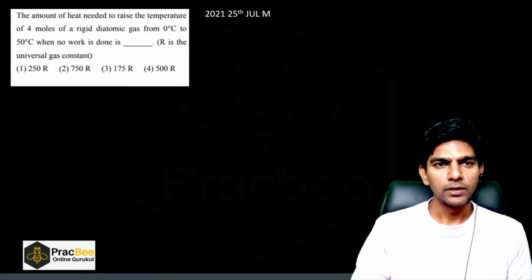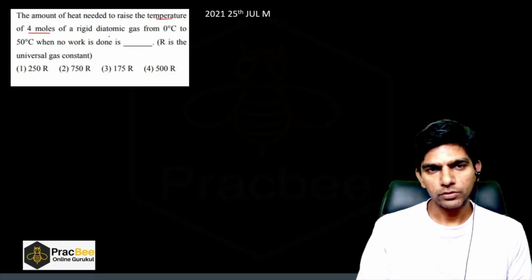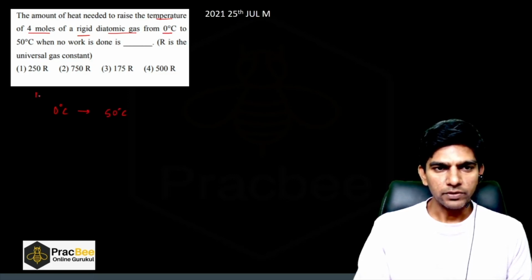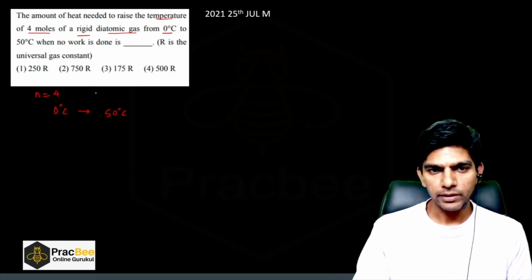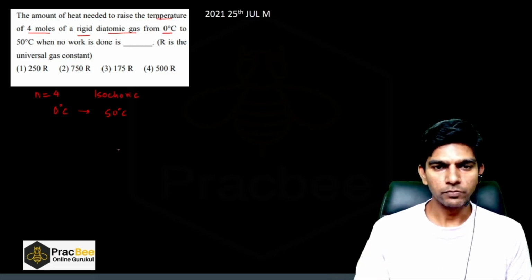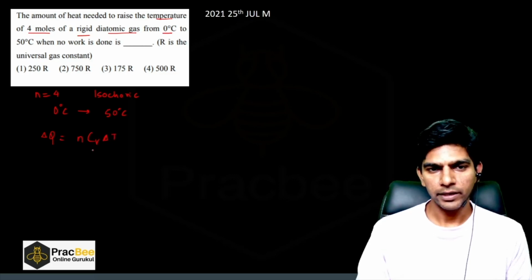Now let us see one more question. The amount of heat needed to raise temperature of 4 moles of rigid diatomic gas from 0 degrees Celsius to 50 degrees Celsius. So we want to increase temperature from 0 to 50, and we have given n equals 4. And when no work is done, it means we have an isochoric process. So volume will remain constant, and the amount of heat needed will be n Cv delta T.